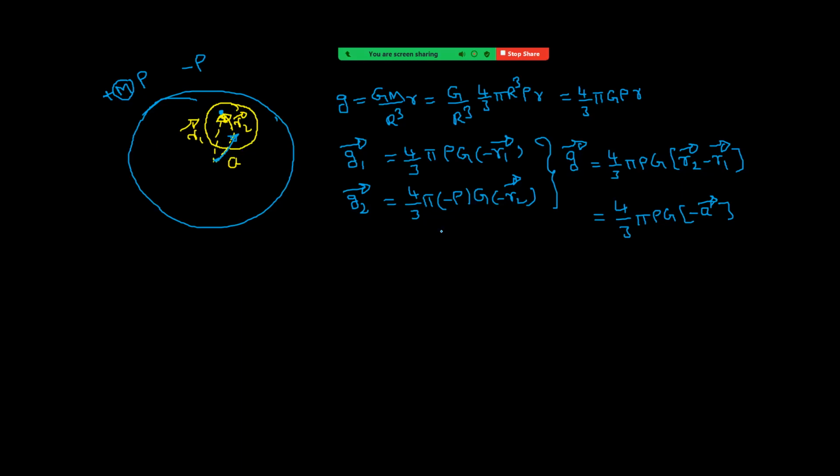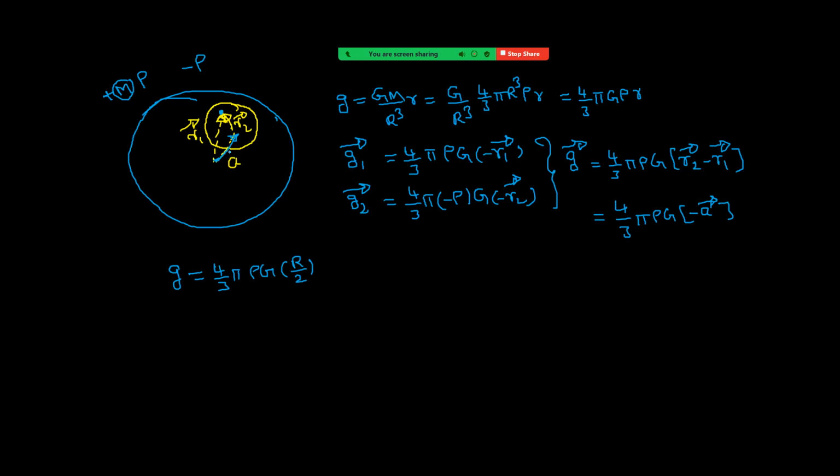gravitational field is uniform, meaning it has the same modulus value, and the direction is from the center of the cavity to the center of the bigger one. Now in this problem we are given the separation between the center of the cavity and the center of the bigger one equal to R by 2, right? Then see what we can do. The g value is 4 by 3 pi rho G, and the A value is now R by 2. That is now the acceleration.